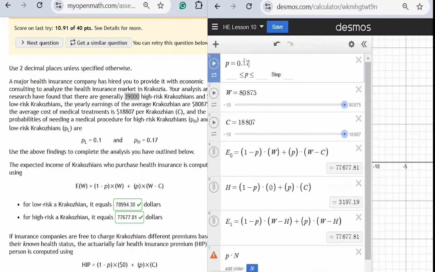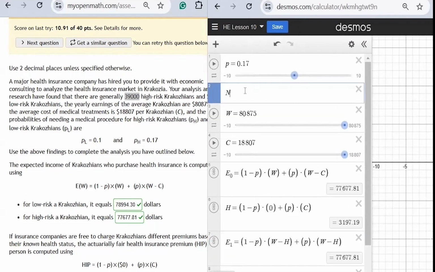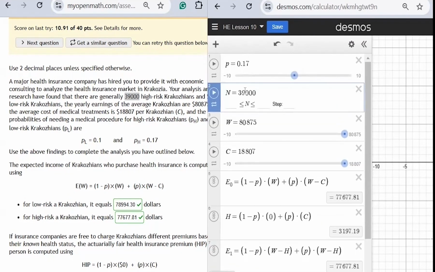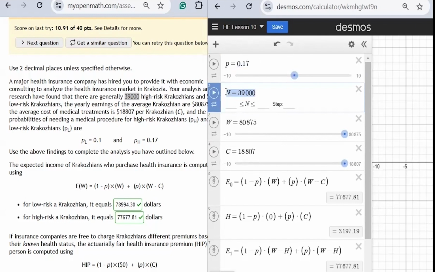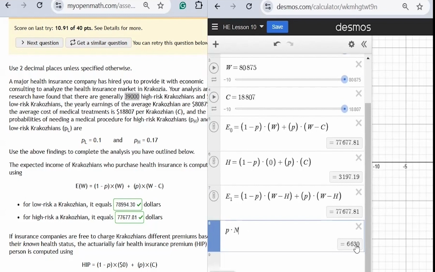I'm going to add a row here and type N equal to 39,000. This is the probability of a high-risk Caucasian needing a medical procedure, and this is the number of high-risk Caucasians. So this times that is equal to what? 6,630. That's the number of people we expect to need this procedure.